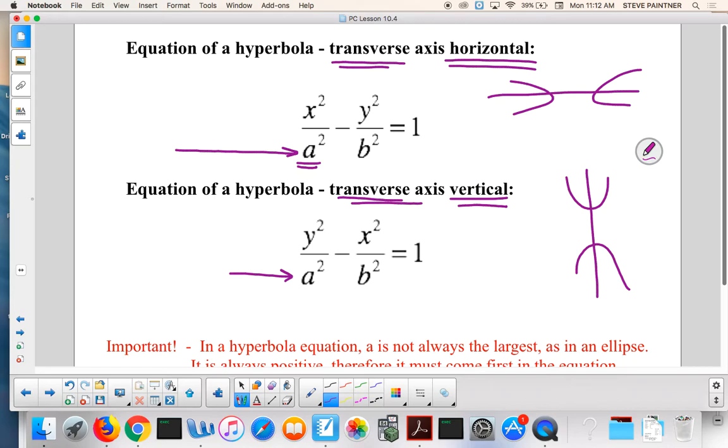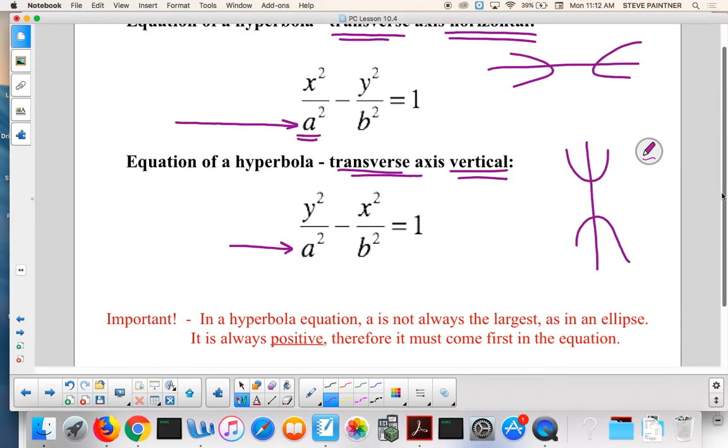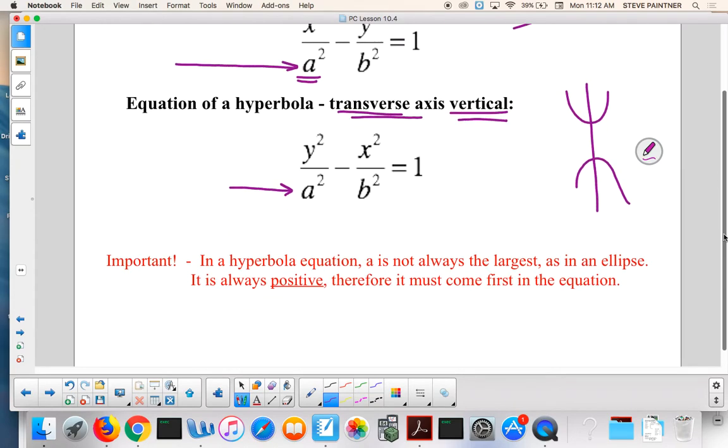This is super important because you might get confused, thinking ellipses. It says here, in a hyperbola equation, a is not always the largest number. Do you remember me hammering that in your head? For ellipses, a squared is the bigger number. Well, for hyperbolas, it doesn't matter. So you just have to say, is the transverse vertical? Oh, y comes first, a squared goes under y. If it's horizontal, a squared goes under x.